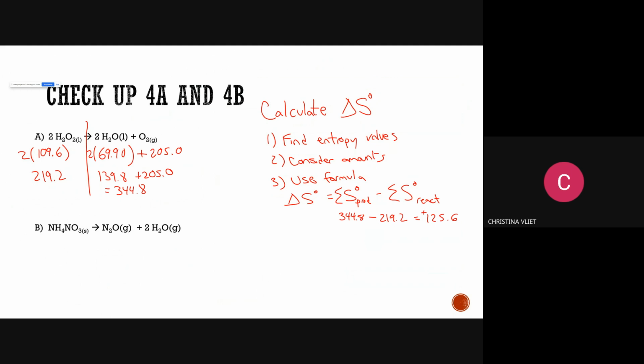We can figure it out at any temperature. Okay, positive 125.6, what's the units? Joules per mole times Kelvin, or joule, mole minus 1, K minus 1, right? So that's the answer for this first one, 125.6.